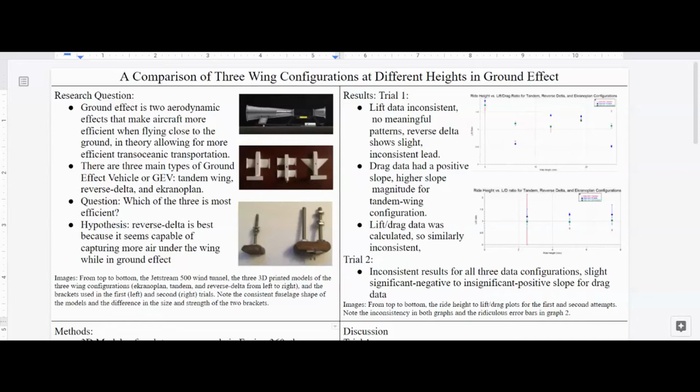I'm Will Anderson. This is a brief overview of my project, a comparison of three wing configurations at different heights in ground effect. Ground effect is a combination of aerodynamic effects that makes an aircraft more efficient near the ground. The ground effect vehicle utilizes this effect to be more efficient, and there are three main types: the plane, the tandem wing, and the reverse delta.